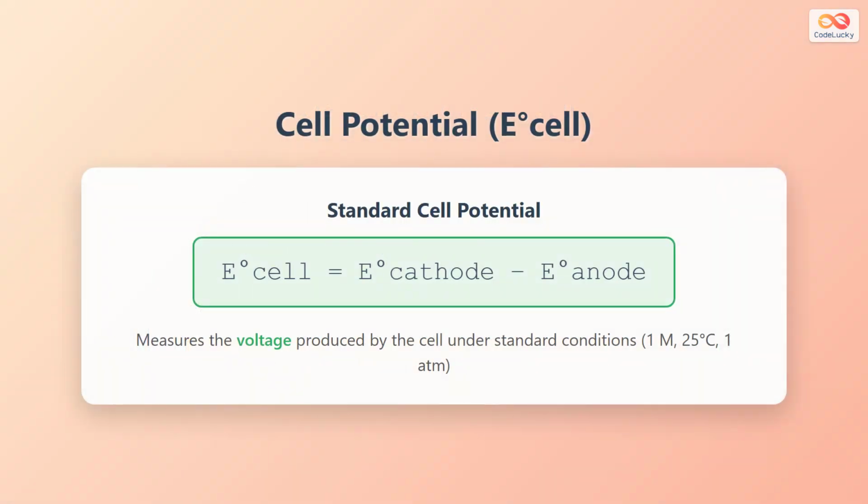The cell potential, denoted as E° cell, measures the voltage produced by the galvanic cell. It's calculated by subtracting the standard reduction potential of the anode from that of the cathode. This value tells us how much electrical energy the cell can provide. Standard conditions mean 1 molar concentration, 25 degrees Celsius, and 1 atmosphere pressure. A positive cell potential indicates a spontaneous reaction.